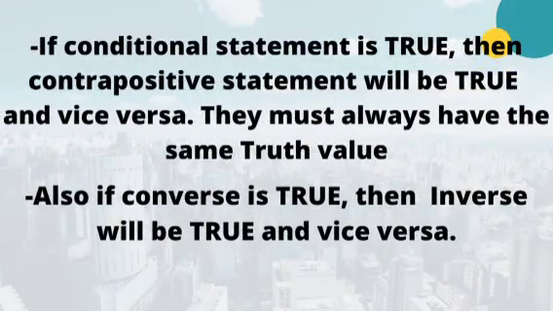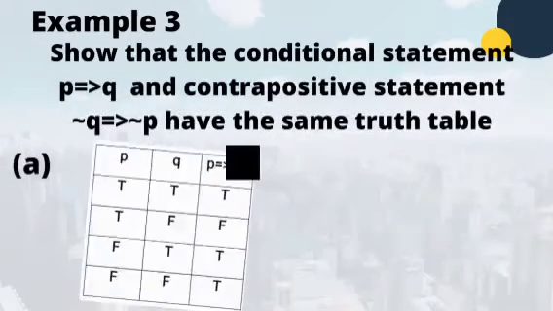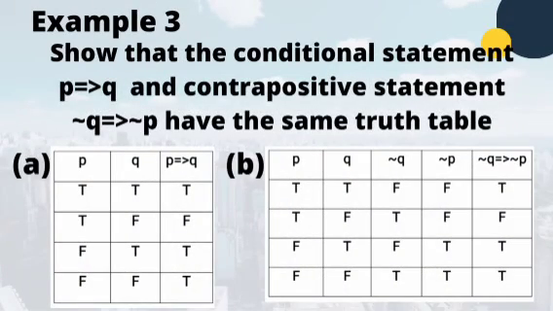If the conditional statement is true, then the contrapositive statement will be true and vice versa. They must always have the same truth value. Also, if the converse is true, then the inverse will be true and vice versa. Example 3. Show that the conditional statement P implies Q and the contrapositive statement negation of Q implies negation of P have the same truth table.